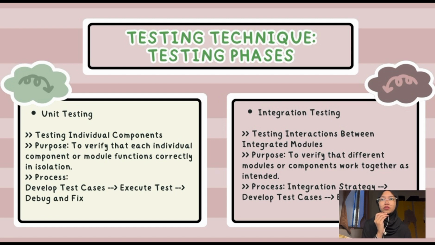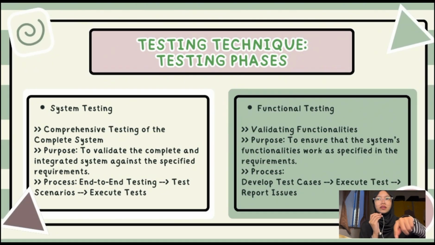The purpose is to verify that each individual component or module functions correctly in isolation. Second, integration testing. The purpose is to verify that different modules or components work together as intended. Third, system testing. The purpose is to validate the complete and integrated system against the specified requirements. Fourth, functional testing. The purpose is to ensure that the system functionalities work as specified in the requirements.